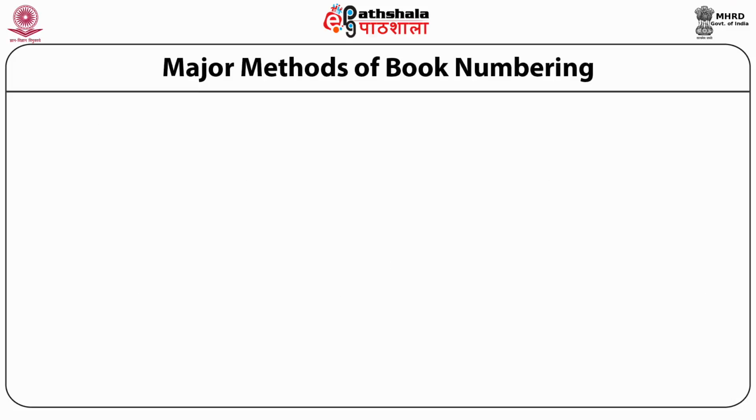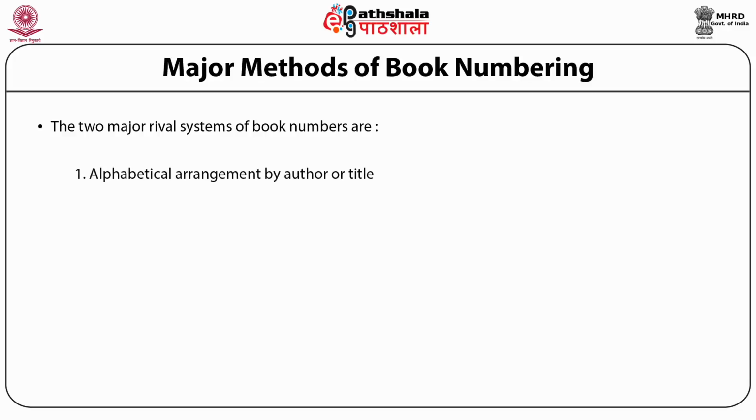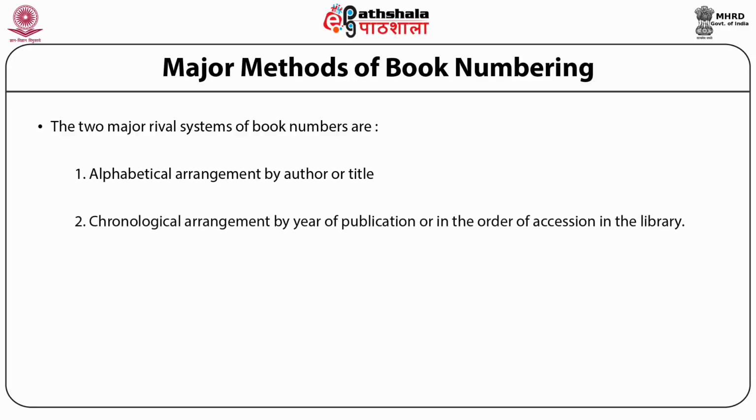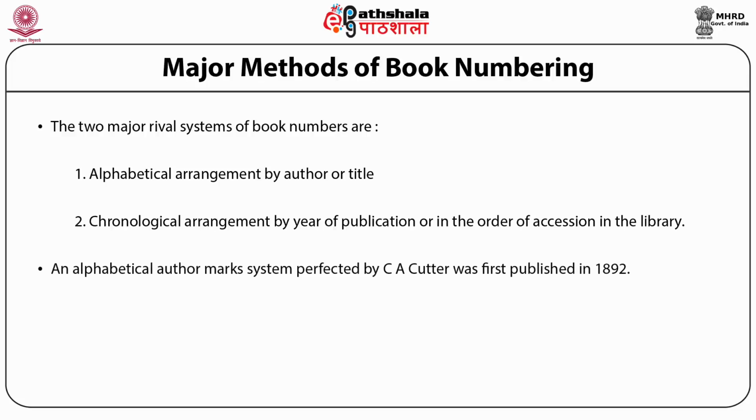Major methods of book numbering. The two major and rival systems of book numbers are alphabetical arrangement by author or title of the document, and chronological arrangement by year of publication or in the order of accession in the library. An alphabetical author mark system perfected by C. A. Cutter was first published in the year 1892. Of all the versions, Cutter's Unborn is the most popular.